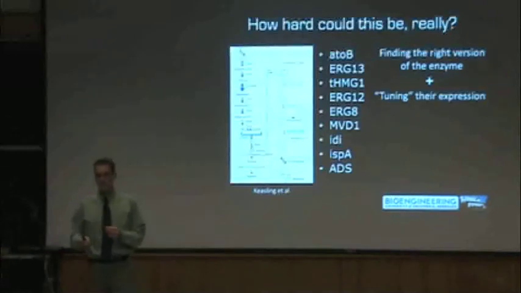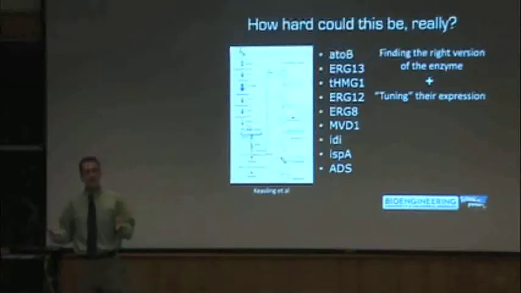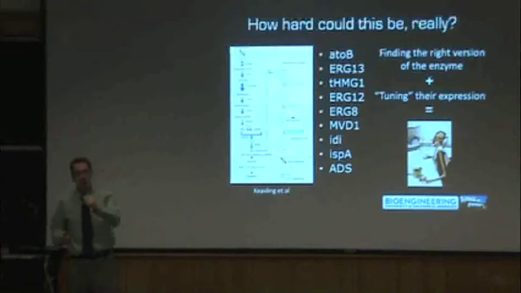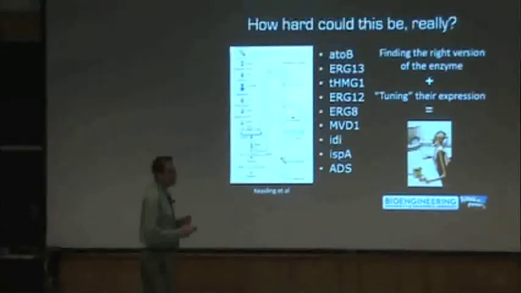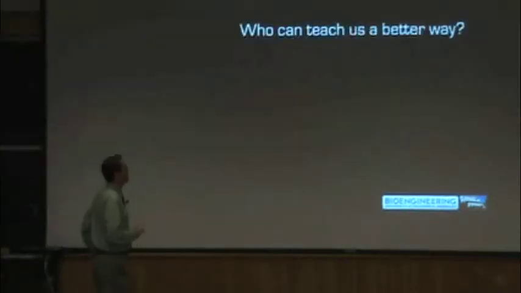And tuning their expression simply means, do I want to make a lot? Do I want to make a little? Do I want to make something in between? So you can already see that the number of changes is magic, right? This process of design involves a lot of trial and error and can be extremely difficult. Okay. So thinking always in terms of nucleotides, those strings of letters, can be very difficult.